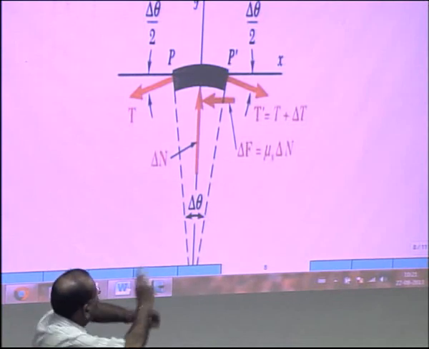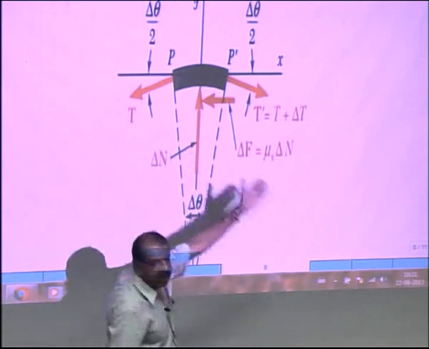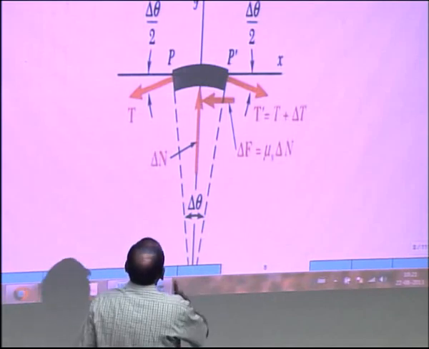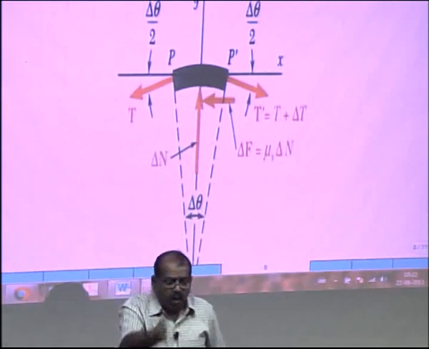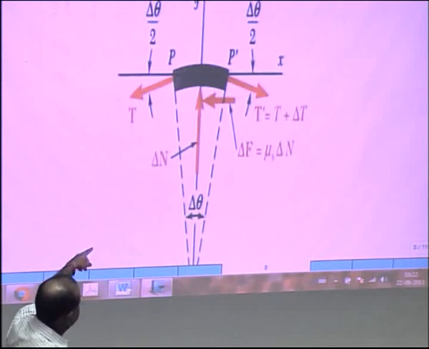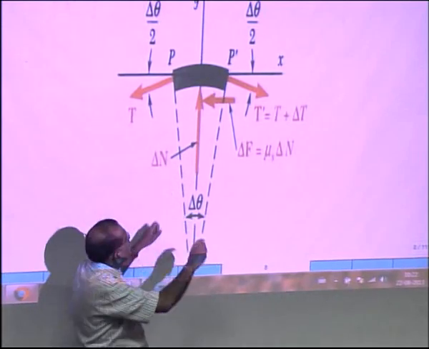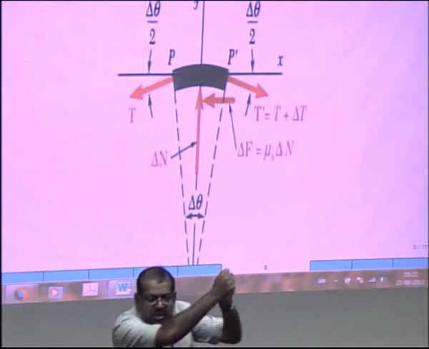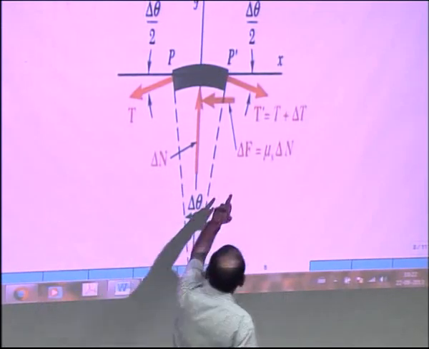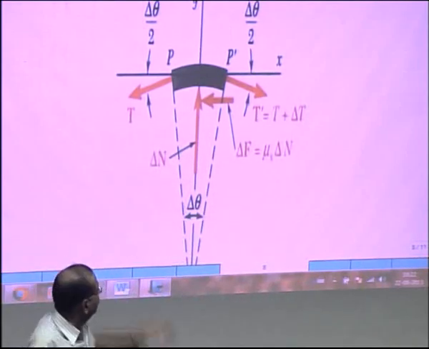So because we are looking at one portion of the belt, this angle is delta theta, this tension is T, and that one is T plus delta T. Now the normal reaction which acts from the drum on the belt, we write it as delta N. This is the normal force acting on the belt. Now because the belt is about to slide to the right, it will have a friction force acting towards the left, and we call that delta F.